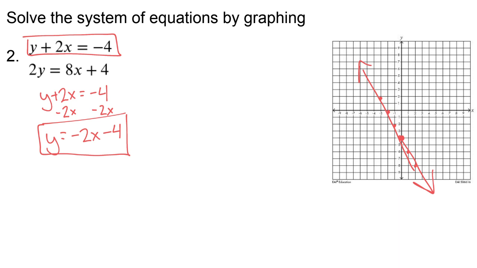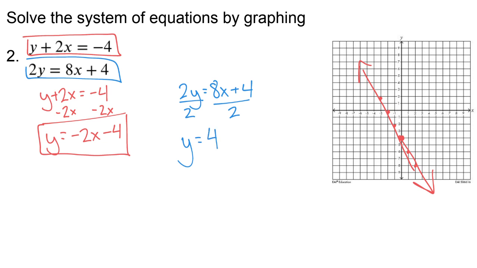Let's do the next one. This guy right here. Again, we need to do some moving around. We need to get y by itself, so I need to divide by 2. Remember, when you do that, you have to divide everybody by 2. And so here is that equation rearranged. Now let's go graph it.